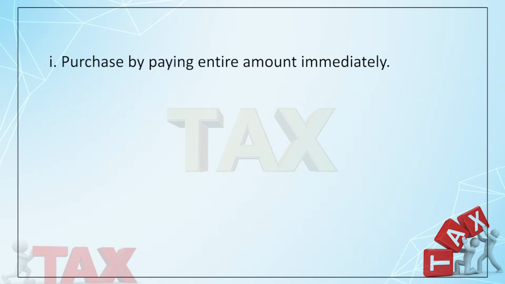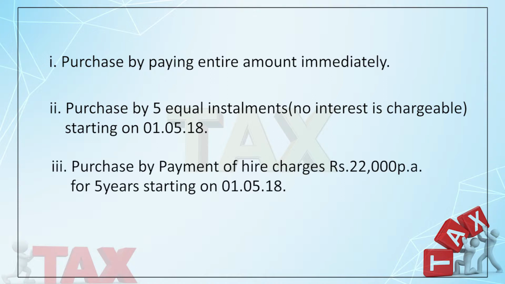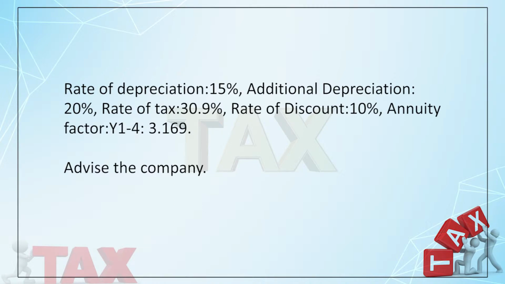The company has 3 options. What are those options? They can directly pay the entire amount immediately, or they can pay by 5 equal installments for which they are not to pay any interest, once again starting from 1/5, the starting date, or they can acquire by payment of higher charges of rupees 22,000 per annum for 5 years, once again starting from 1/5. And you are given the rate of depreciation, additional depreciation, rate of tax, rate of discount and the annuity factor. Now you have to advise the company: should they go for A or B or C?